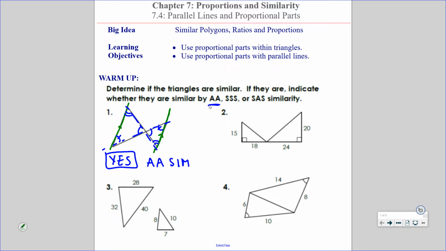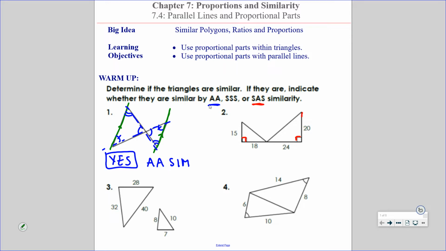Okay. Looking at number 2, I have one pair of congruent angles, the right angles, but I don't know anything else about the other angles. These are definitely not vertical angles. There's no parallel lines. And I see I have some side lengths. So I'm thinking probably side angle side, because I don't know the third side, but I know the included angle.